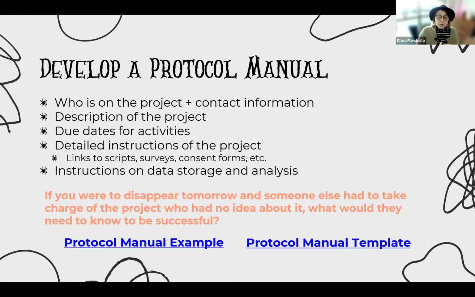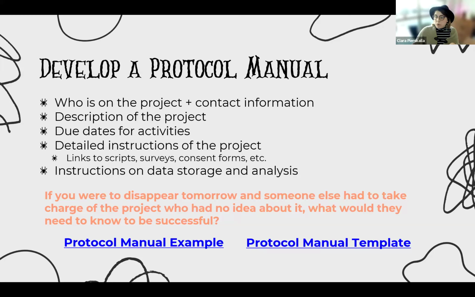This includes any scripts that you're going to have, any surveys, consent forms, recruitment processes, once you actually get all the data, how are you going to store it? How is it going to be analyzed? And how you're going to disseminate it afterwards. Everything that you may possibly need will be on there. I have an example of a protocol manual and a template available for you to use.